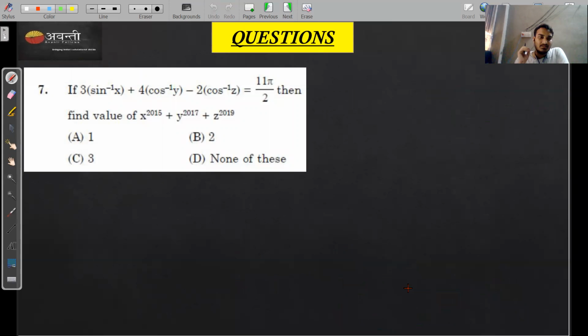Okay, 7. See, this question looks very scary because we have to find the value of x raised to the power 2015 plus y raised to the power 2017 plus z raised to the power 2019, right? And look at the options 1, 2, 3, right? See, you have only one equation, one equation, 3 unknowns, right? So there is no way you can use some trigonometry and find the answer, because there is no way you can solve 3 unknown variables with only one equation.